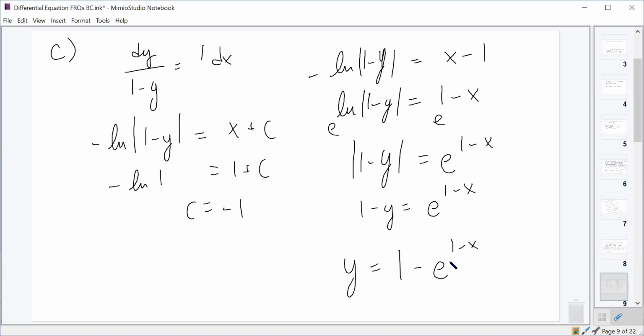Good or no? And that was worth the last 5 points: 1 for correctly separating the variables, 1 for the correct antiderivatives, 1 for the plus c, 1 for finding the c, and 1 for the final answer. Good?